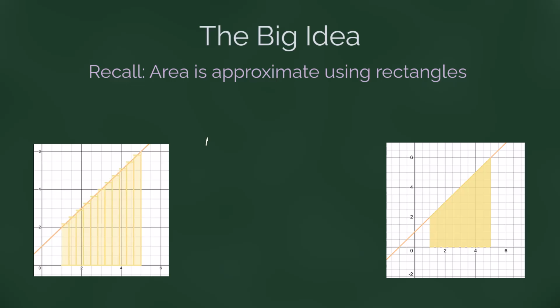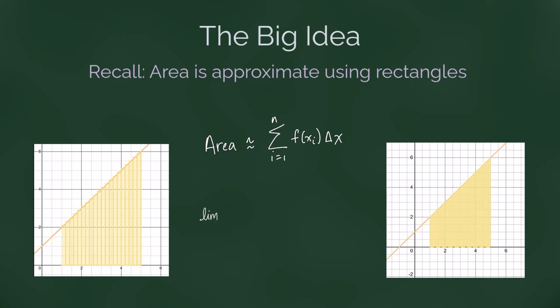In order to calculate area, we used a sum of n rectangles to approximate our area. Each of these rectangles had a height given by the function and a width given by delta x. We saw that if we let n go to infinity, taking the limit as n goes to infinity of this sum of areas, we got the exact area of the region defined by the integral from a to b of f of x dx.